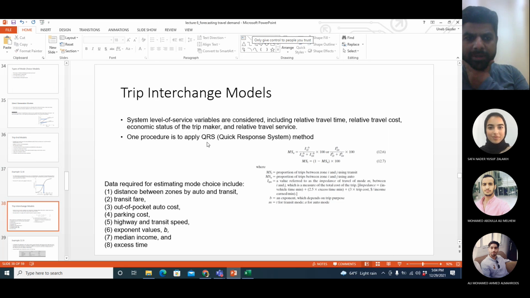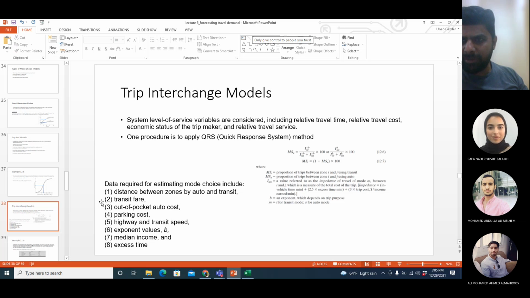Then we have trip interchange models. In trip interchange models, we consider the characteristics of the mode as well. If somebody is selecting car, it is because it is cheaper, it is faster, and so on. Somebody selecting bus, maybe it is more comfortable. So with a trip interchange model, the number of trips by each mode can change because of the characteristics of the system. In the previous two methods, it was not possible.